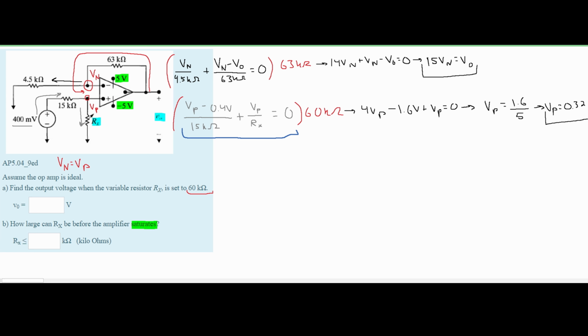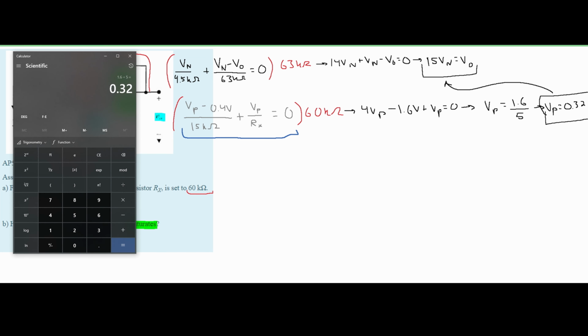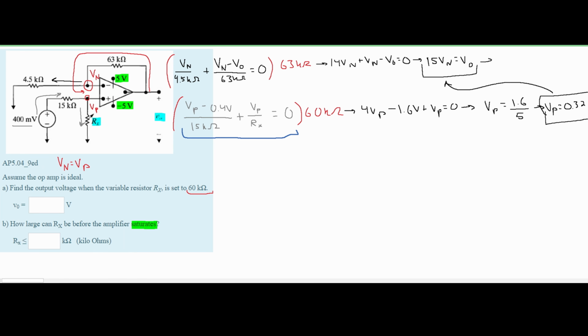And we know that our Vn is equal to our Vp, so we can just plug this into here. We're going to get 0.32 times 15, and that's going to give us 4.8. So that means that our V0 is equal to 4.8. And we have found the answer for part A. We have 4.8 volts. Next, we're asked how large can our Rx be before the amplifier saturates.